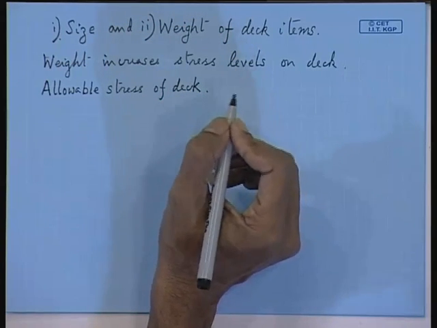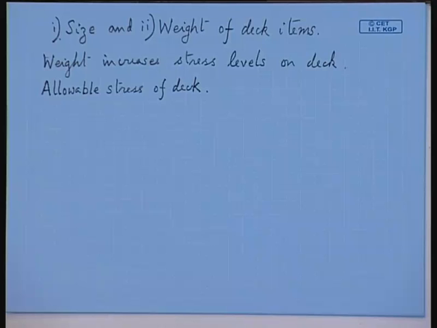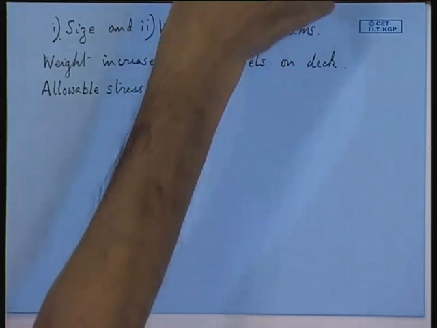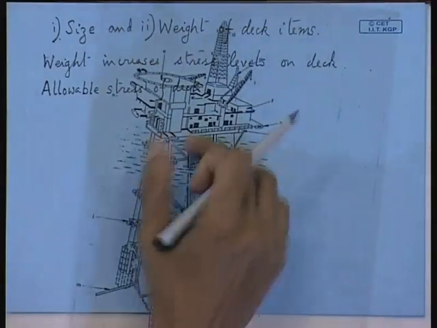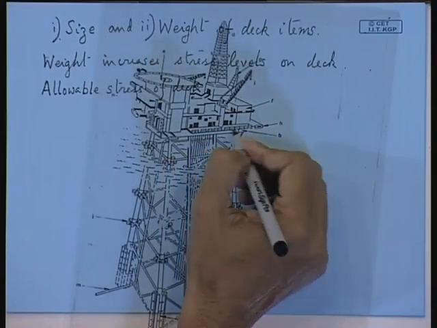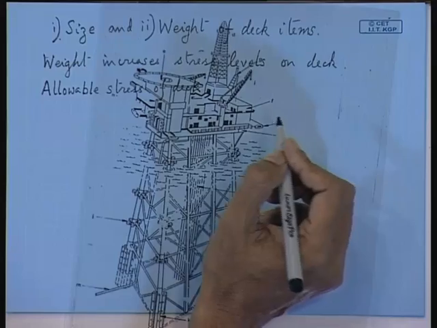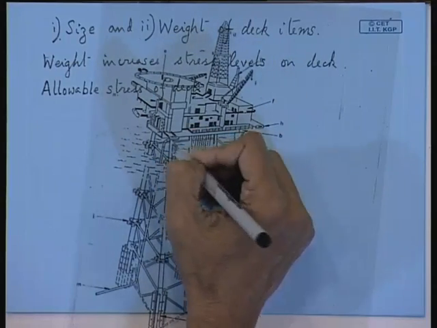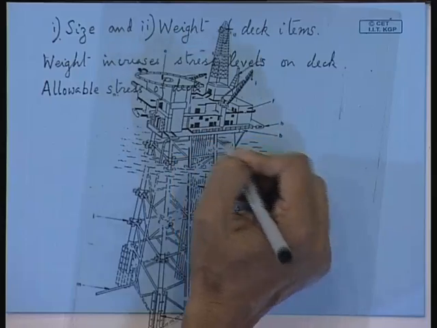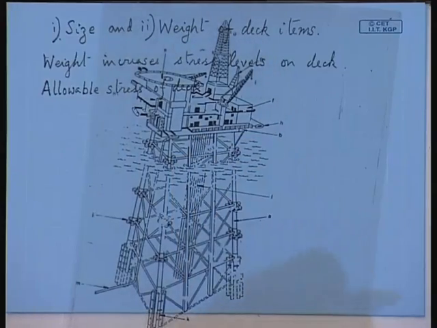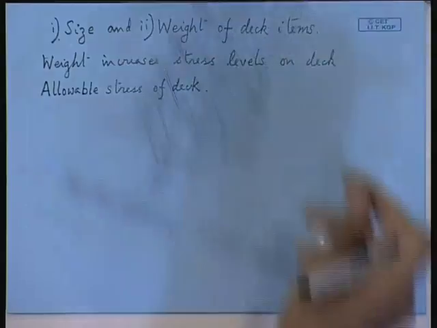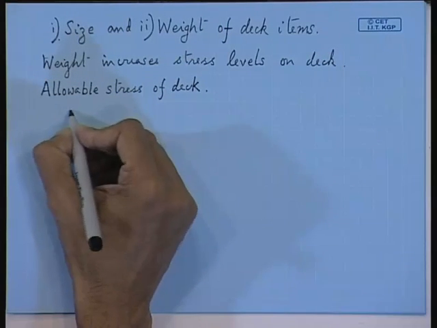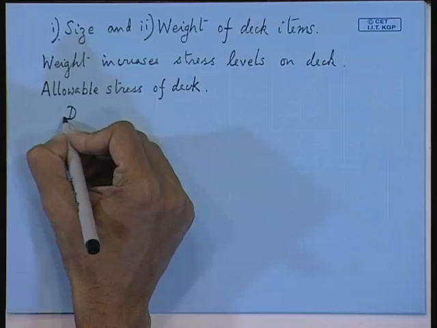Similar to the hull girder stress calculation, whatever items you are having on the deck, they should not increase the deck stress beyond a certain limit. If it increases, then you have to increase the plating thickness and also the supporting structure. So, on the deck normally you have the modules on top, you have deck modules.